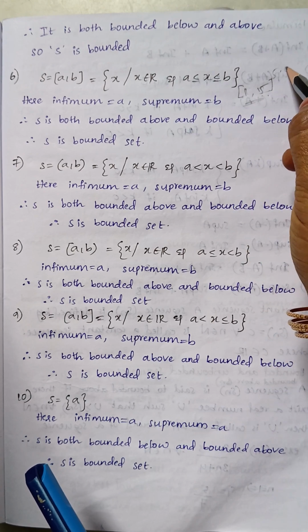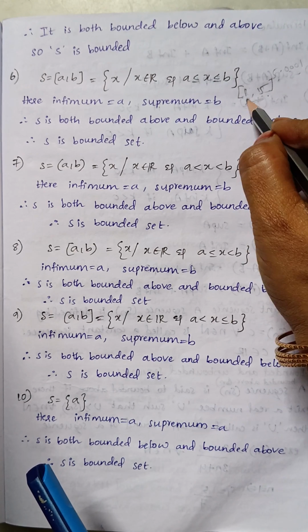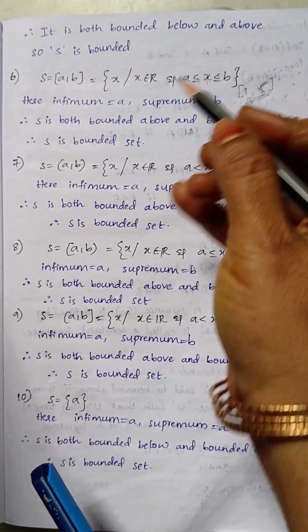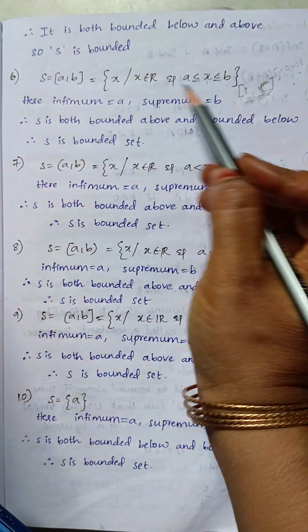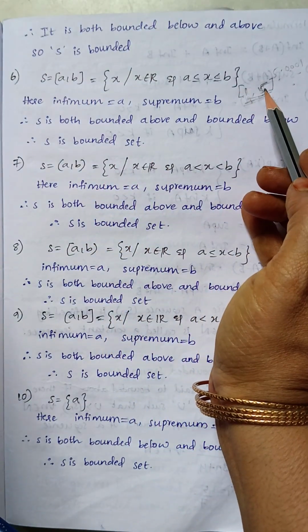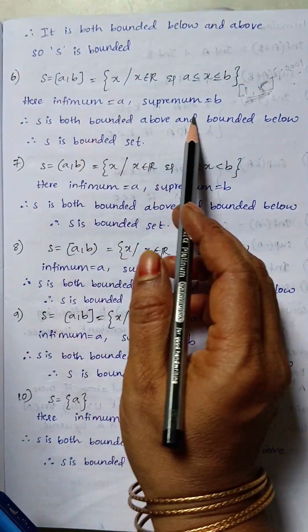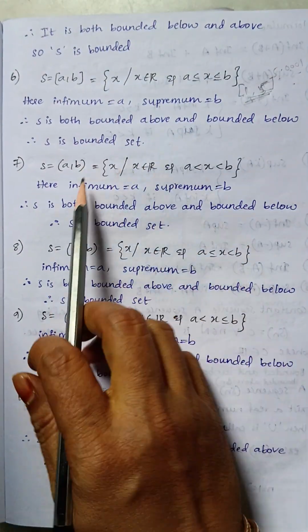Suppose I am taking 5.0001, then it does not belong to this set. Up to 5: 5 is the right end, 1 is the left end. That's why we can say infimum is 1, supremum is 5. In general, infimum is A, supremum is B. So it has both, that's why it is a bounded set.